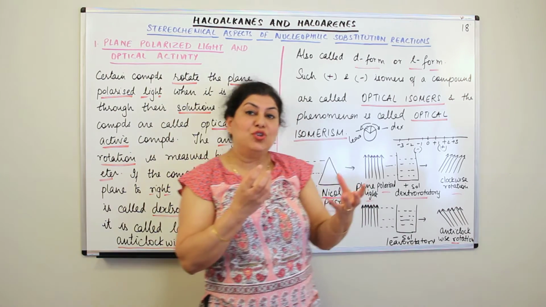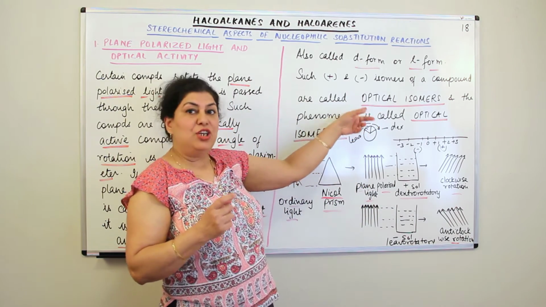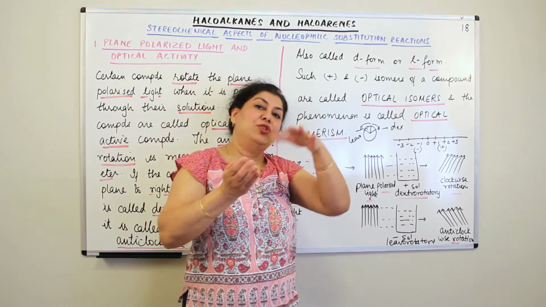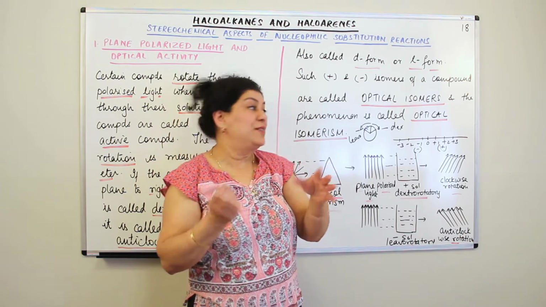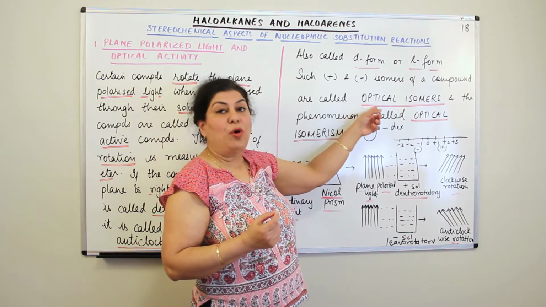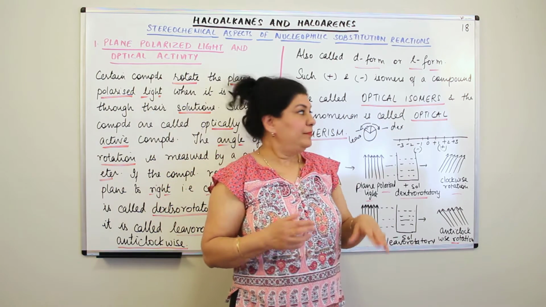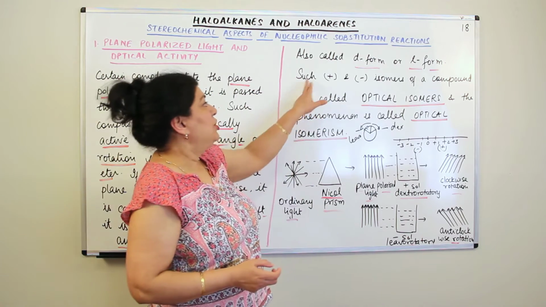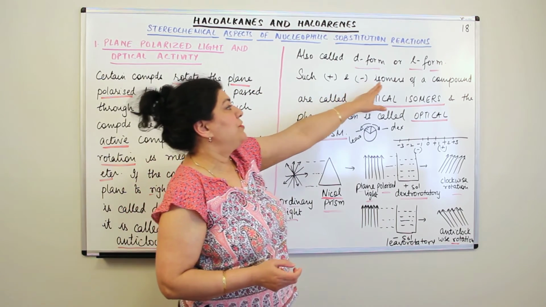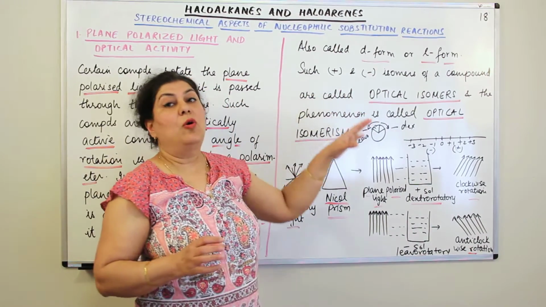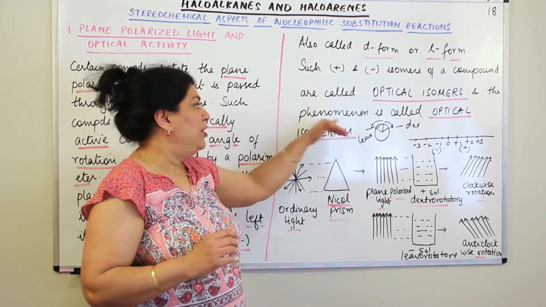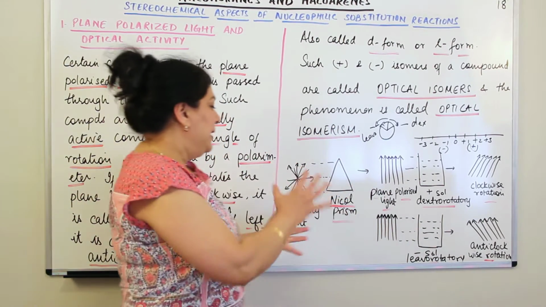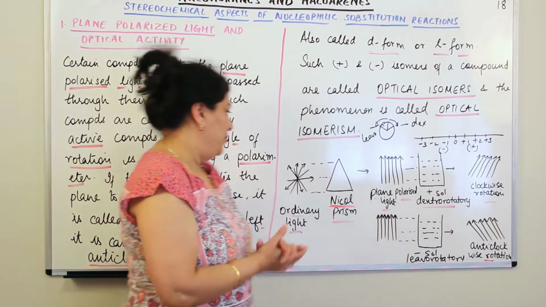And when these isomers are optically active, they show such optical activity that the two isomeric forms, one of them is levorotatory, one of them is dextrorotatory, such isomers are known as optical isomers. And the phenomenon is known as optical isomerism. Now let us look at this diagrammatically once more.